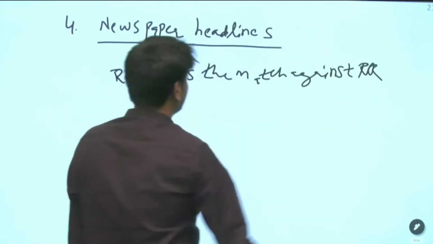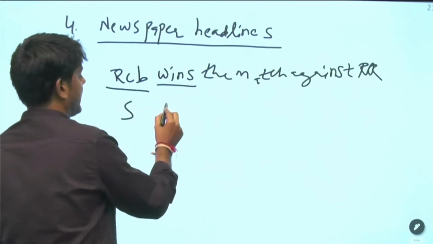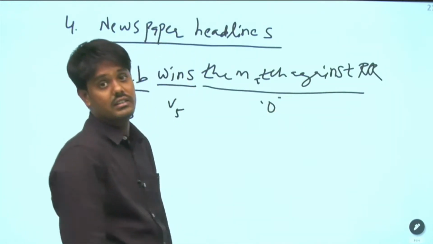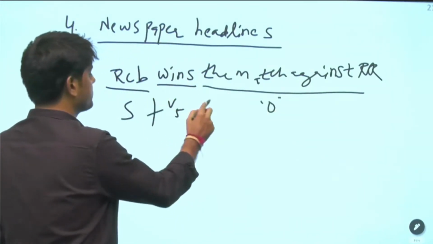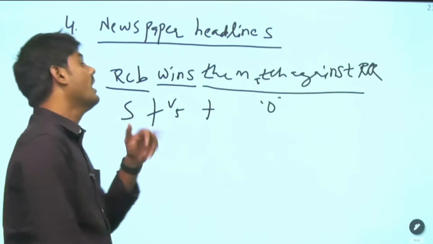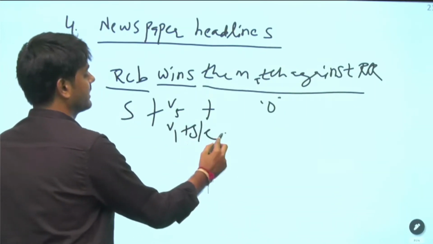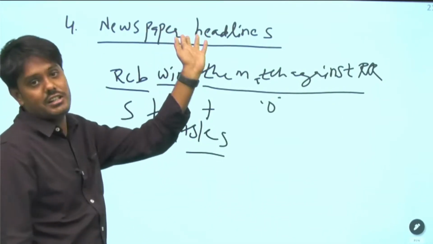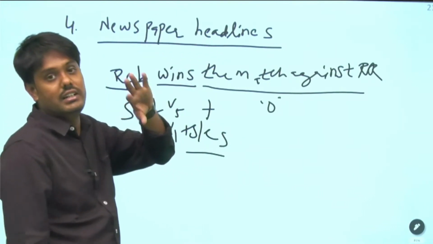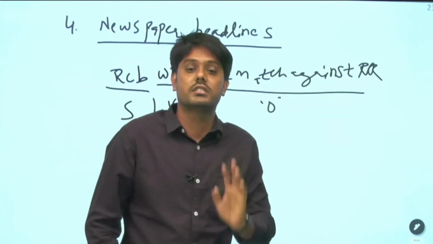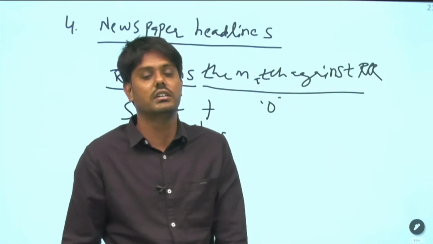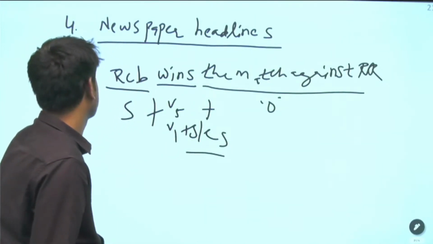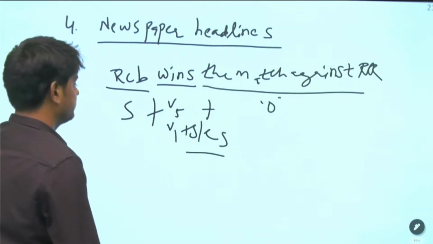Rajasthan Royals. Here RCB is the subject, wins is V5, and the match against RR is the object. The structure of simple present tense is subject plus V5 plus object, or subject plus V1 plus S/ES plus object. Obviously both are the same. So all newspaper headlines should compulsorily be in simple present tense only. This is another usage of simple present tense.